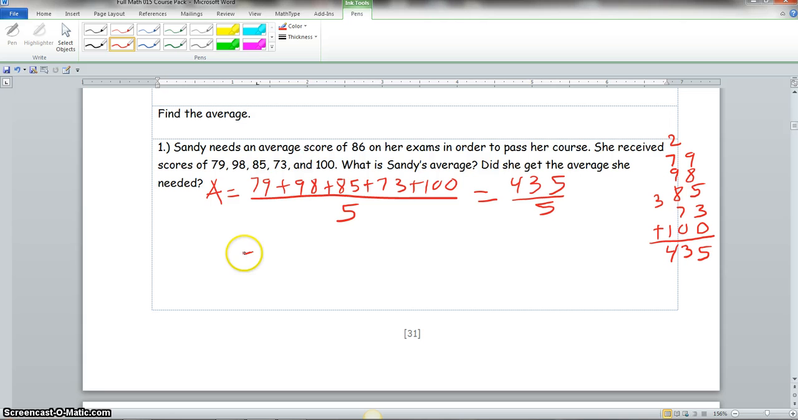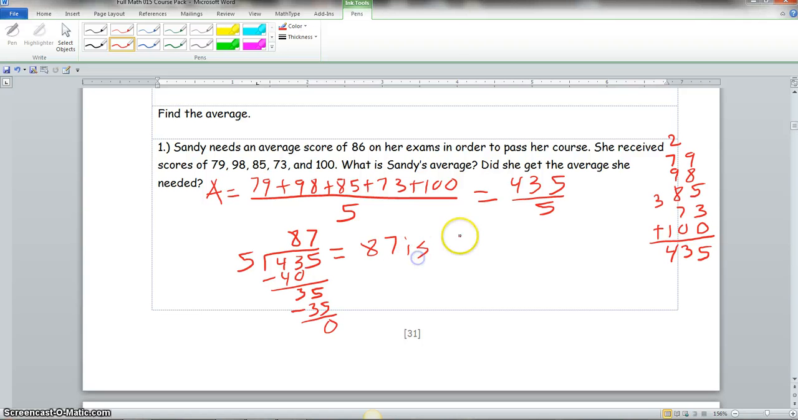So now we must take 5 into 435. So 5 goes into 43 8 times. 43 minus 40 is 3. Bring down your 5. 5 goes into 35 7 times. Now we have no remainder. So Sandy's average, 87, is Sandy's average.